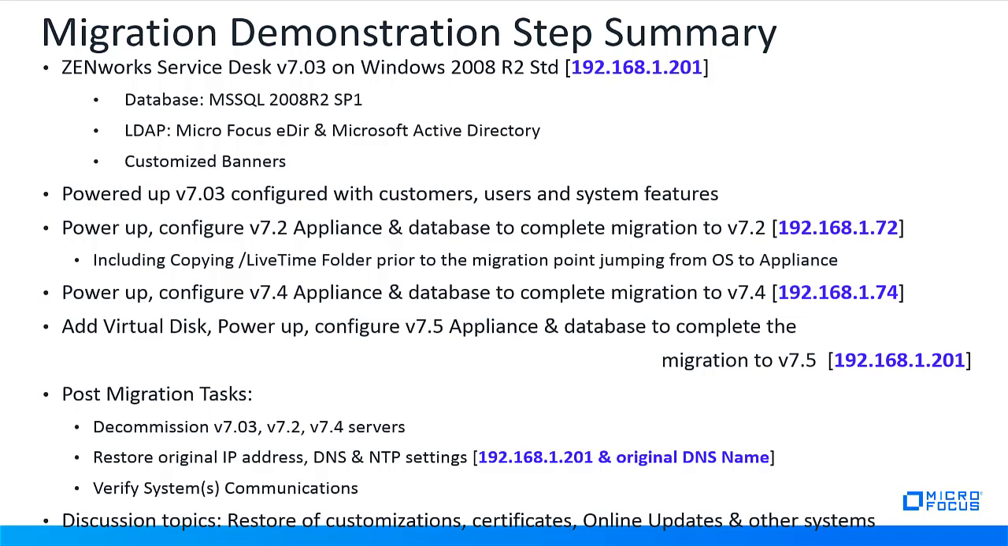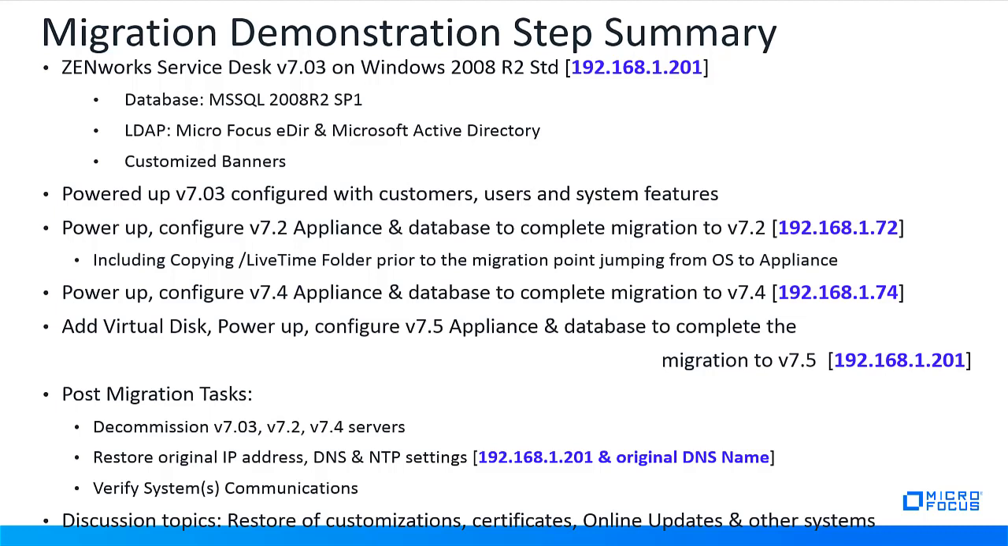We'll then stop the lifetime service prior to the start of the upgrade process so admin, users, or customers cannot interfere with the upgrade. Power up and configure the version 7.2 appliance, configuring with static IP on the same subnet as the version 7.03 server. Then start the migration by copying over the lifetime folder. Doing so will prevent the loss of attachments, customized strings and banners, and indexing.